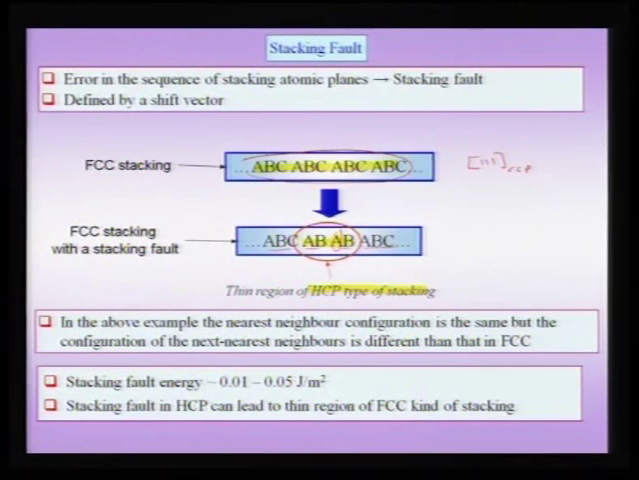This fault in stacking is called a stacking fault and is often found in materials which have low stacking fault energy. The important point to note when you are talking about stacking faults is that the second nearest neighbors are not disturbed. It is the nearest neighbors which are disturbed. Therefore, in materials where the interactions of second order are not that strong, it is more often observed that you will actually produce a stacking fault.